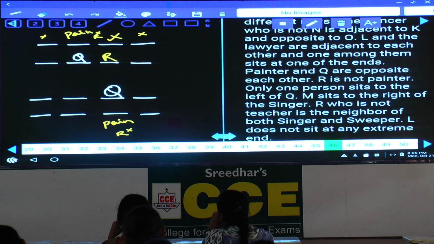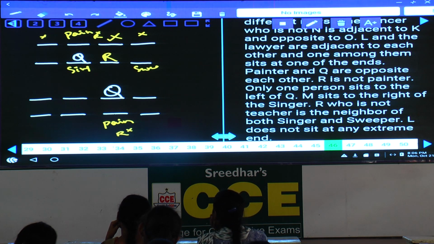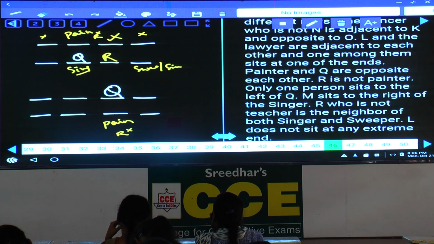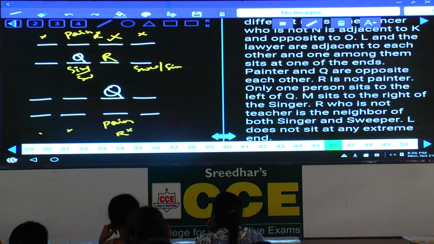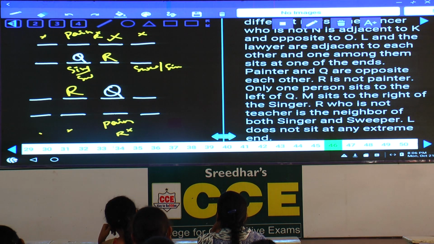As both singer and the sweeper, Q can be the singer, isn't it? Now if this person is the singer, this person is the sweeper. Or if this person is the singer and this person is the sweeper. Done with this? Then again in this case, as R cannot be here, where should R be? R must be adjacent to this one, and there R is here. If R is here, again singer and sweeper. R, who is not the teacher, is the neighbor of both, and L does not sit at any one of the extreme ends. R is not the painter.